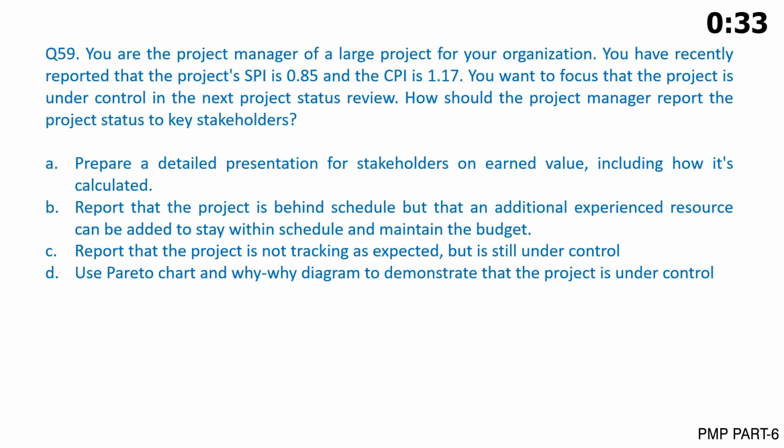A. Prepare a detailed presentation for stakeholders on earned value, including how it's calculated. B. Report that the project is behind schedule but that an additional experienced resource can be added to stay within schedule and maintain the budget. C. Report that the project is not tracking as expected, but is still under control. D. Use Pareto chart and fishbone diagram to demonstrate that the project is under control.